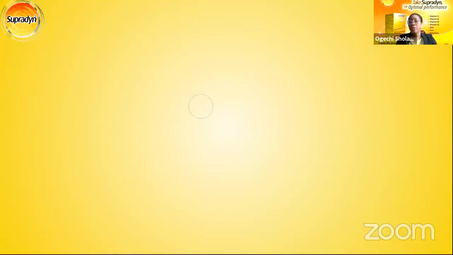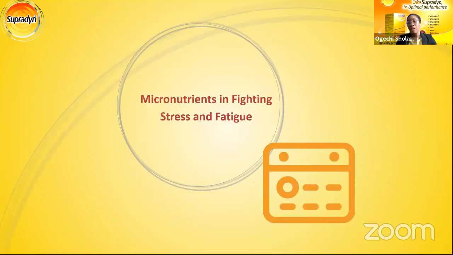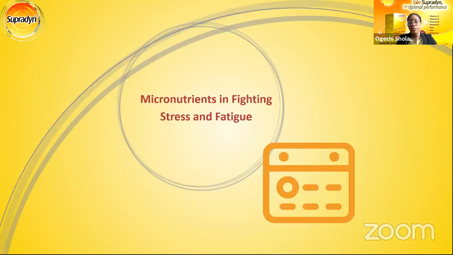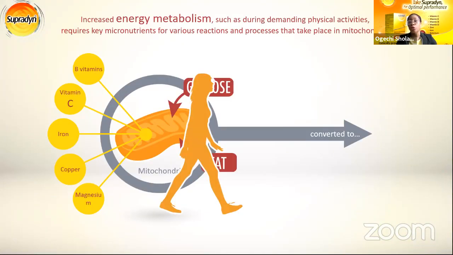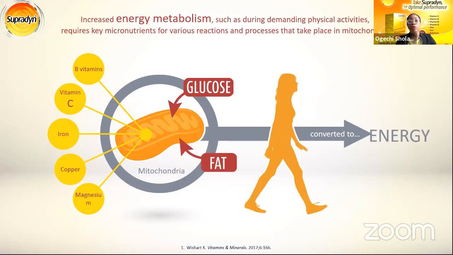So we've talked about micronutrients in immunity. Let's briefly look at micronutrients and how they help with fighting stress and fatigue. Increased energy metabolism, such as during demanding physical activities, requires key micronutrients for various reactions and processes that take place in the mitochondria. What I'm trying to say here is that there's a process called cellular respiration where food that is taken in is converted to ATP, which is the energy currency of the cell, used by each organ to mediate their different functions and processes, relating back to the first slide talking about homeostasis.